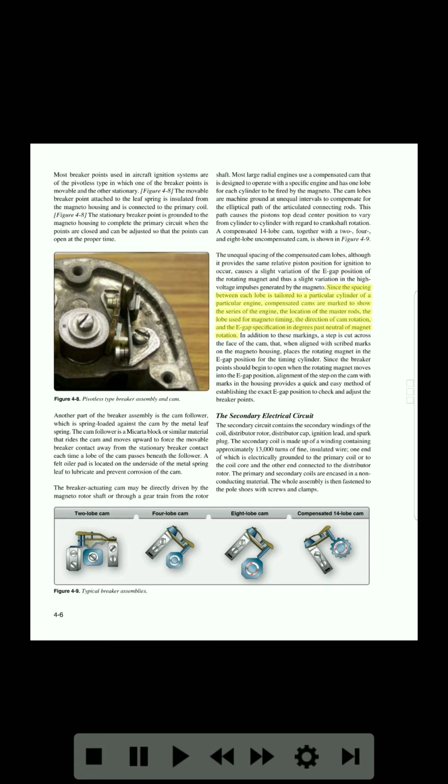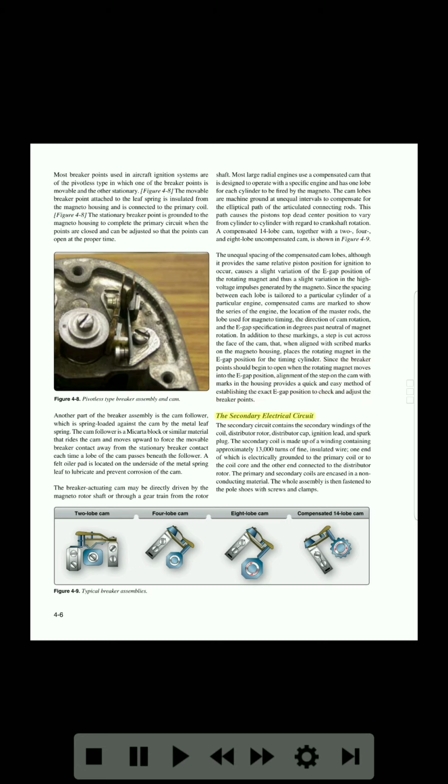Since the spacing between each lobe is tailored to a particular cylinder of a particular engine, compensated cams are marked to show the series of the engine, the location of the master rods, the lobe used for magneto timing, the direction of cam rotation, and the E-gap specification in degrees past neutral of magnet rotation. In addition to these markings, a step is cut across the face of the cam that, when aligned with scribed marks on the magneto housing, places the rotating magnet in the E-gap position for the timing cylinder. Since the breaker points should begin to open when the rotating magnet moves into the E-gap position, alignment of this step on the cam with marks in the housing provides a quick and easy method of establishing the exact E-gap position to check and adjust the breaker points.